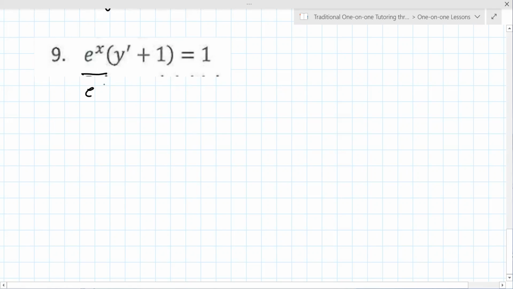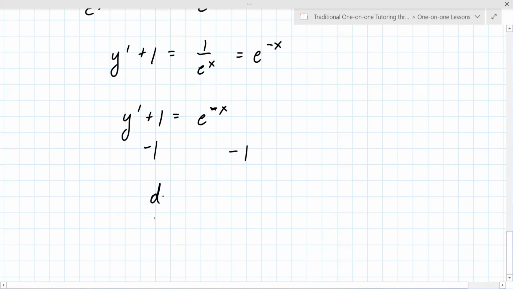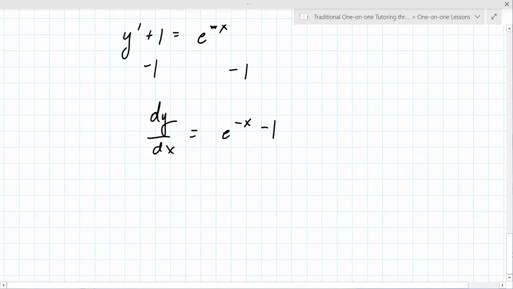Generally, so if we divide by e to the x, you have y prime plus 1 equals 1 over e to the x, which is really e to the minus x, which is probably a better way to write it. And I said, well, you generally don't add and subtract, but here you actually do. You end up subtracting 1 because you do need to isolate that y prime, that dy dx. And then you clear the dx by putting it on the other side. So it's integral dy equals integral e to the minus x minus 1 dx.